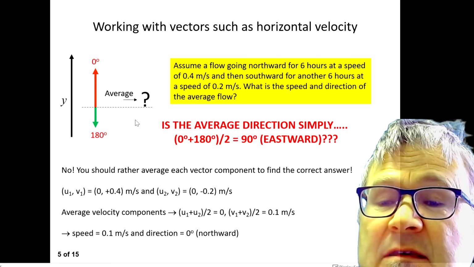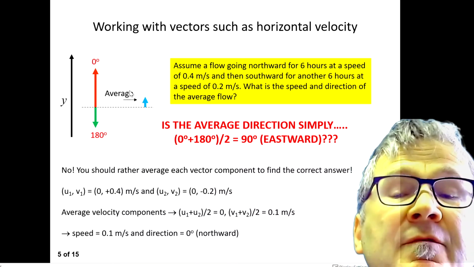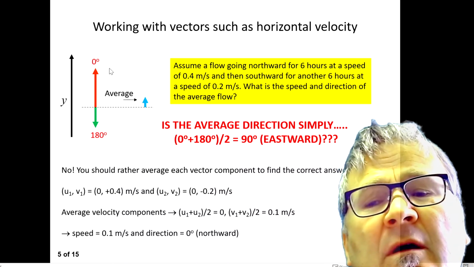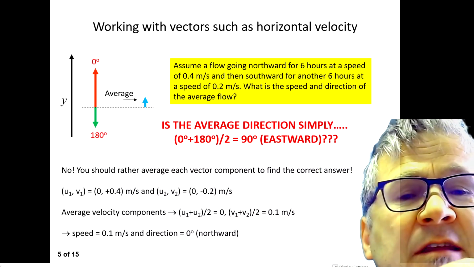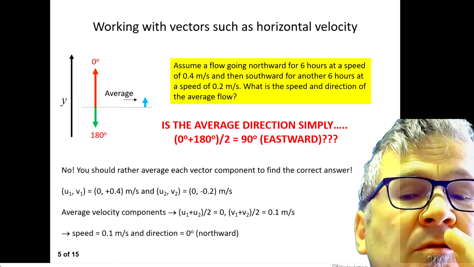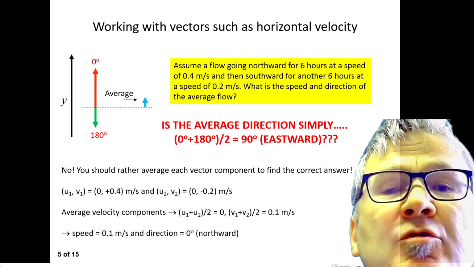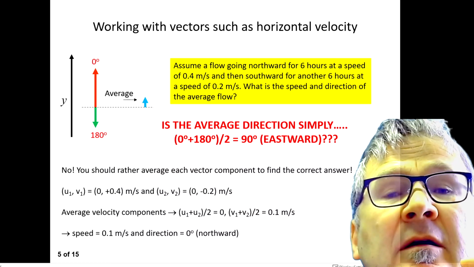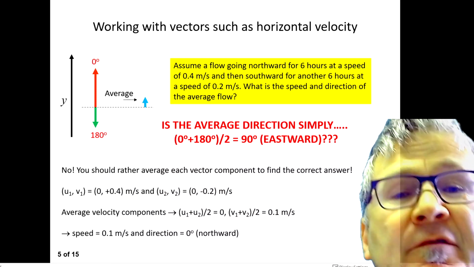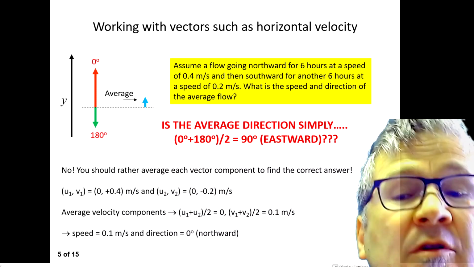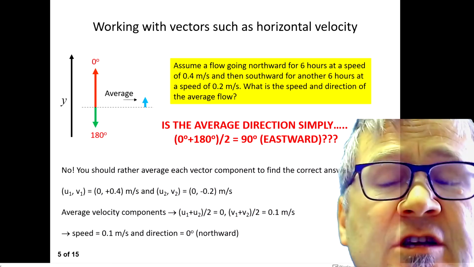You can display this, and I'll show you the solution. This vector here gives you the average flow. You might still be a little bit confused about why it's so small, but here's the trick. You can't just average these two vectors. You also have to take into account that the red vector only operates over 6 hours, which is only half of the 12 hours, and so does the green one. So this is a very, very important message here.